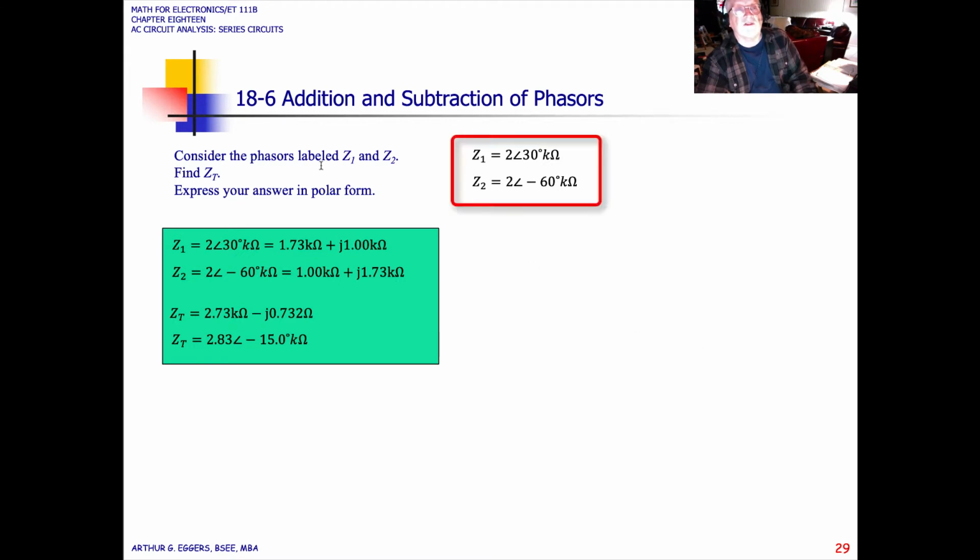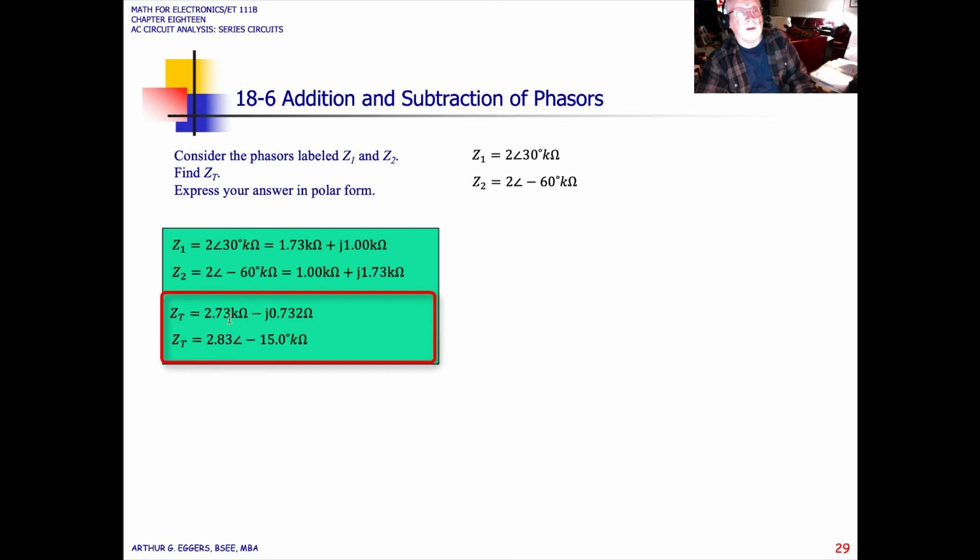If we consider the phasors labeled Z1 and Z2 again, finding ZT, express the answer in polar form. Again, we do the same thing. Z1 and Z2 are listed in polar form. We convert them to rectangular form, which gives us 1.73 k ohms plus j1 k ohm for Z1, and for Z2, 1 k ohm plus j1.73 k ohms. Again, we add the j terms, we add the real terms, and we end up with a polar sum of the two, 2.83 k ohms at minus 15 degrees.